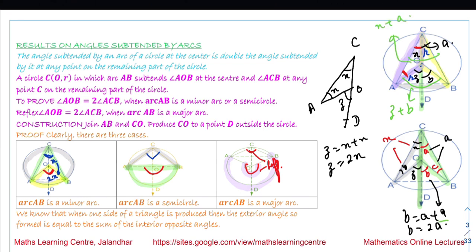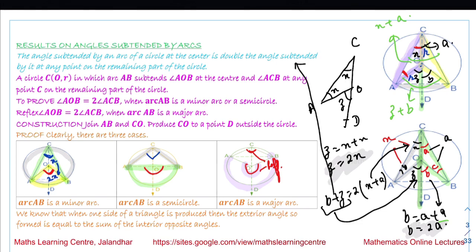And if we add these two equations, B is equal to 2A and Z is equal to 2X, what we get is B plus Z is equal to 2 times X plus A. So what we have proved is B plus Z is this angle, that is the angle subtended by the arc at the center, and X plus A is the angle subtended by the arc at any point on the circle. This is what we had to prove, that the angle subtended at the center is double the angle subtended at any point on the circle.